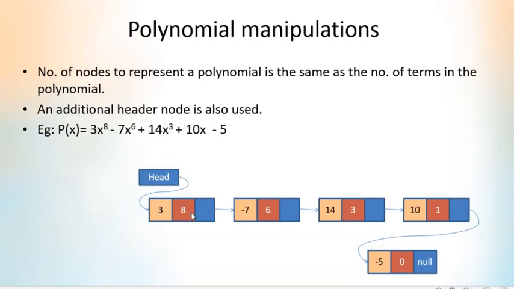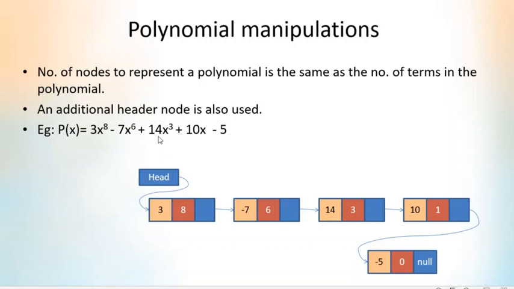The exponent part is 8. And we have the next part. This is the address to the next term in the polynomial. So let us see the next term. The next term is minus 7x raised to 6. So here coefficient part is minus 7, the exponent part is 6, and the next part points to the next node in the linked list or to the next term in the polynomial.